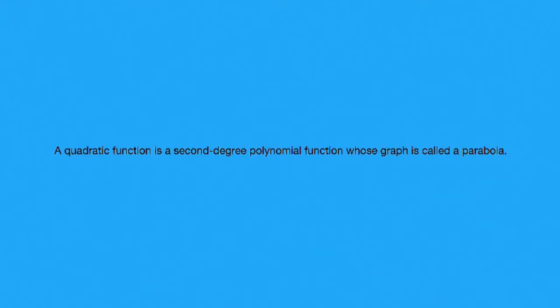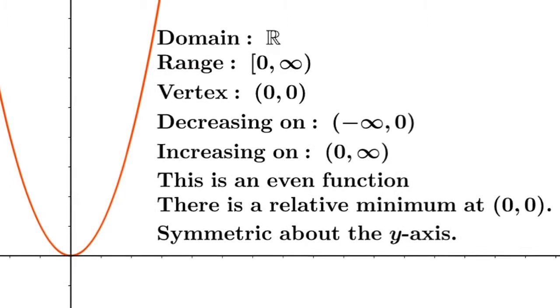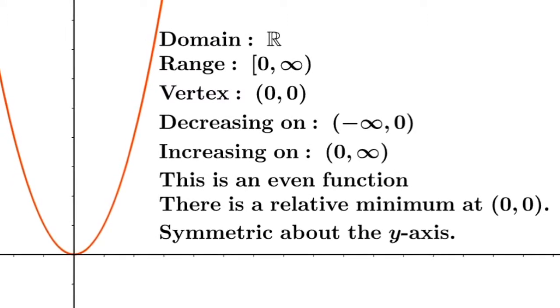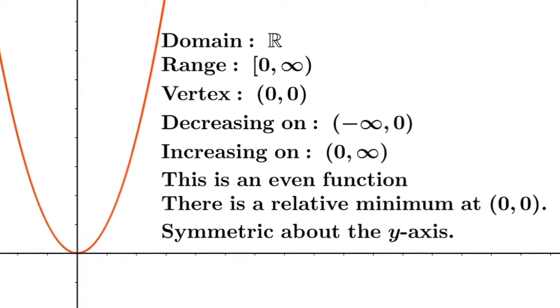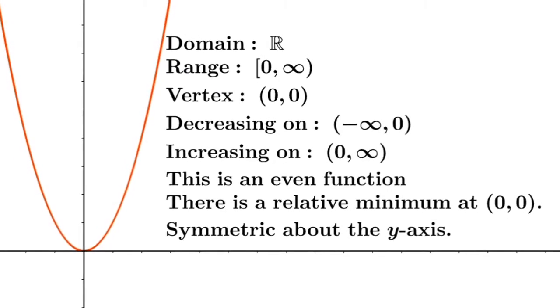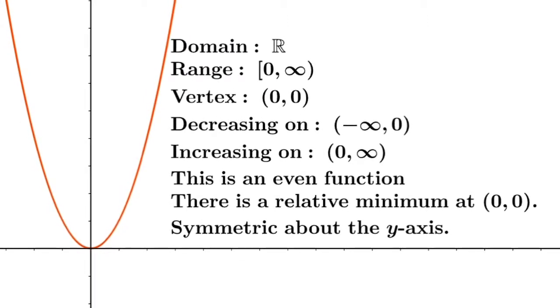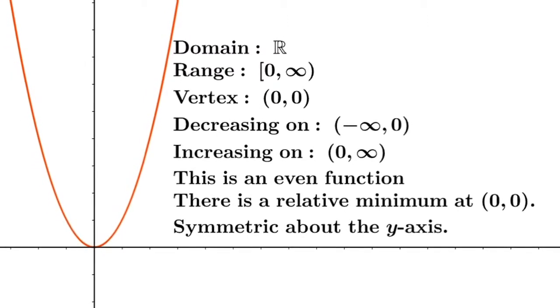First of all, formally speaking, a quadratic function is a second-degree polynomial function whose graph is known as a parabola. Let's take a look at a basic parabola, one where we only have ax squared, and a is a positive number. This graph in orange represents the graph of ax squared. Please take a moment, pause the video, and copy down the following information, as well as inspect the graph and convince yourself that the information given is correct.